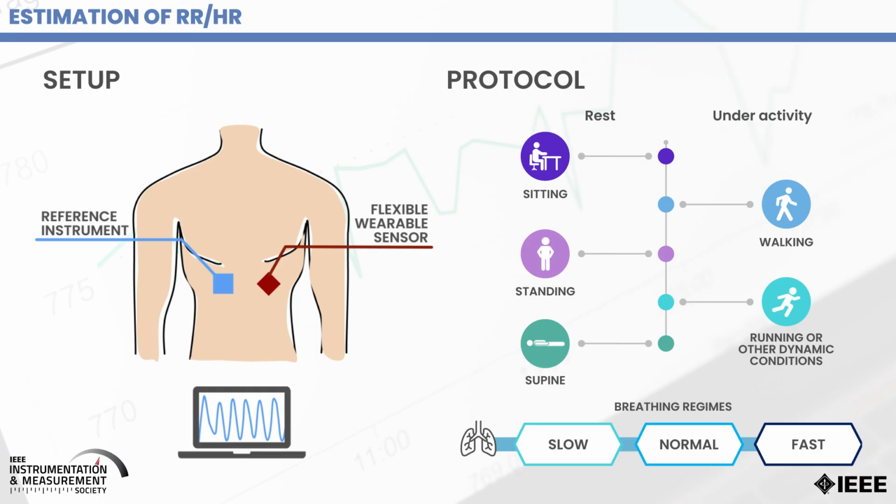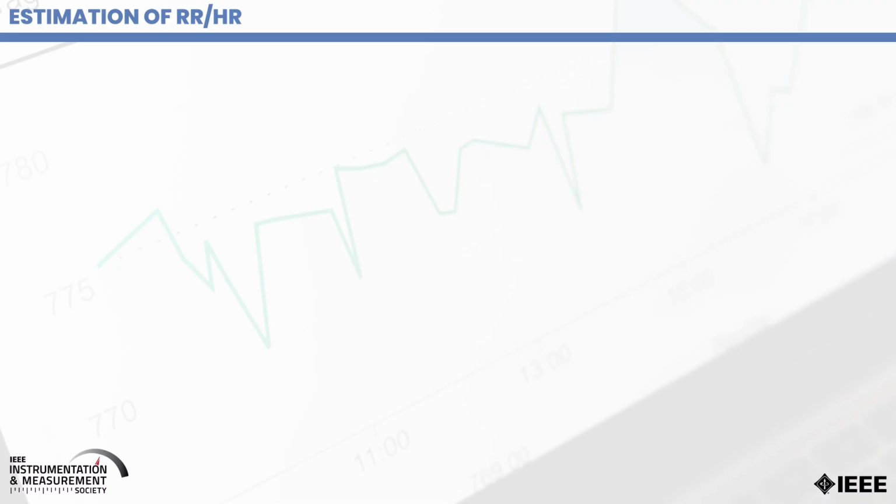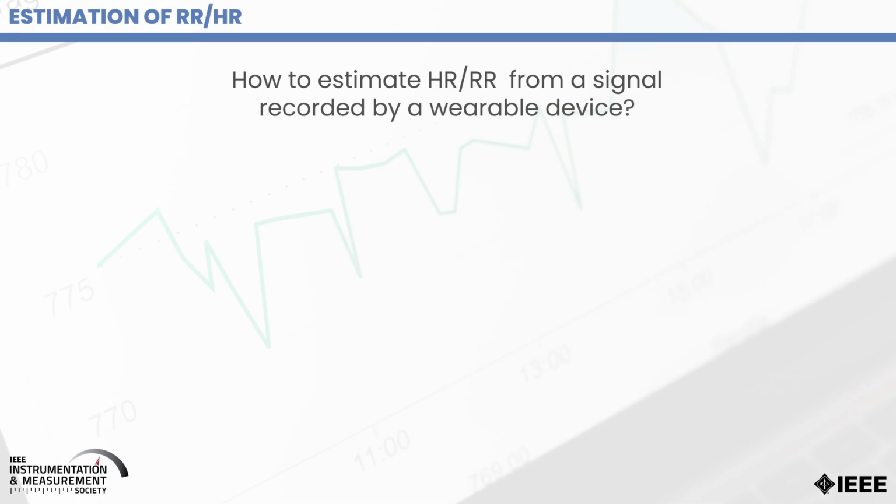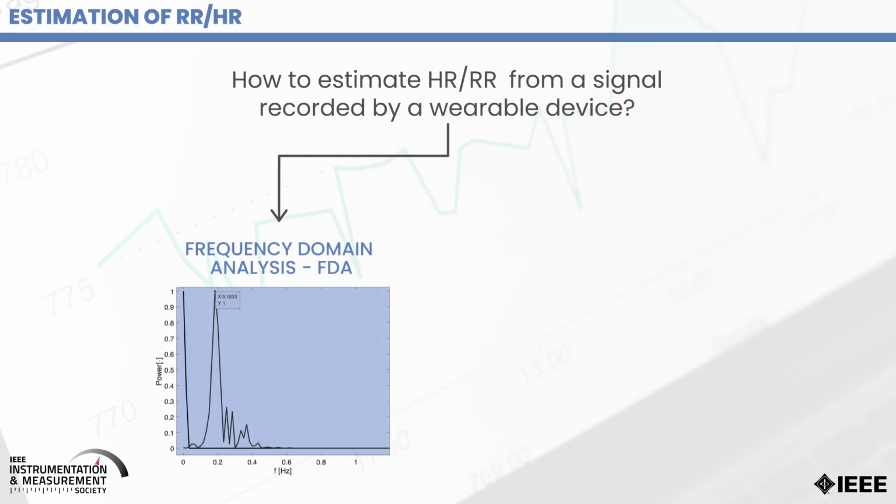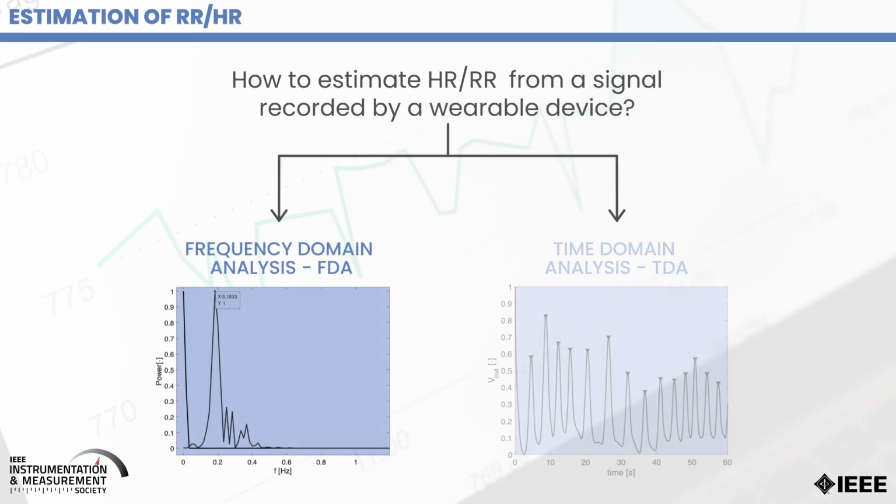Moreover, you can also investigate the performance of your sensor under different breathing conditions such as slow, normal and fast breathing. After that, you have to analyze the raw signal recorded using your sensor in order to estimate the parameter of interest, in our case the respiratory rate and the heart rate. You can choose to perform an analysis in the frequency domain, the FDA analysis, or in the time domain.